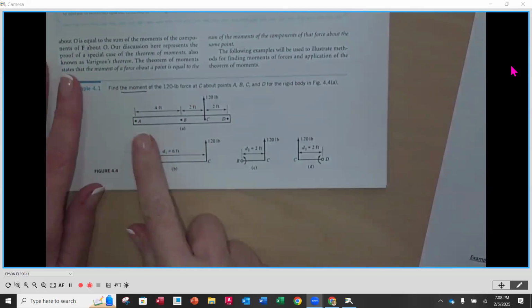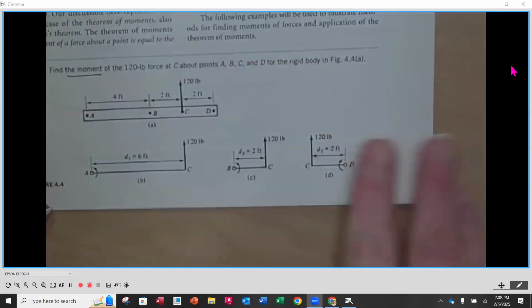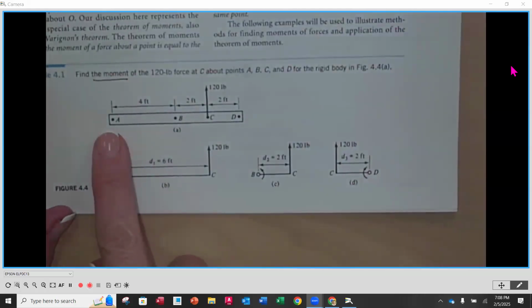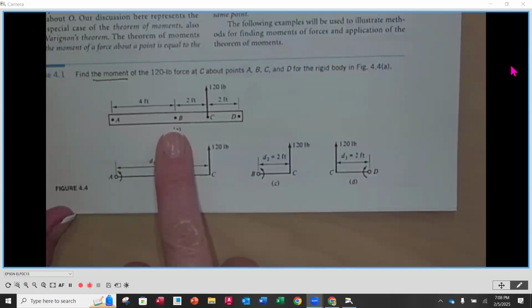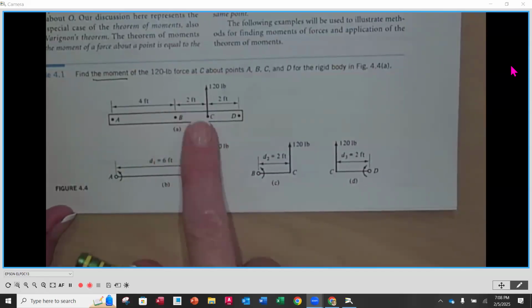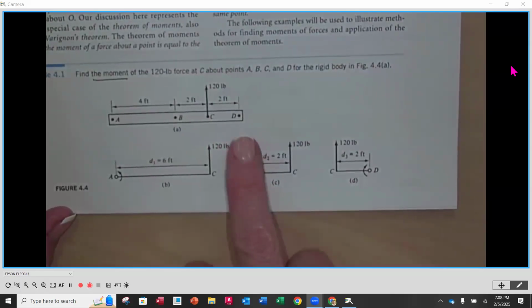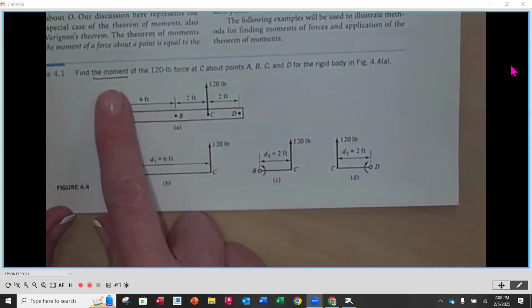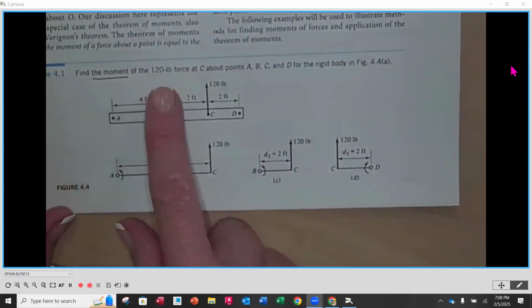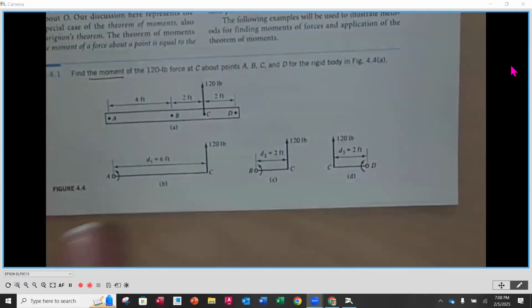So we've got a beam, if you would. And along the beam, we have point A on the left-hand side, 4 feet over point B. Then we have point C, and you'll notice that we have a 120-pound force directed up. And then we have point D. So it wants us to find the moment of that force at C about points A, B, C, and D. So we're going to determine the moment at each one of those points, okay?